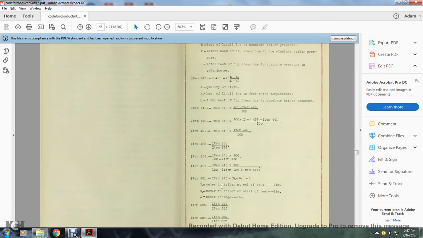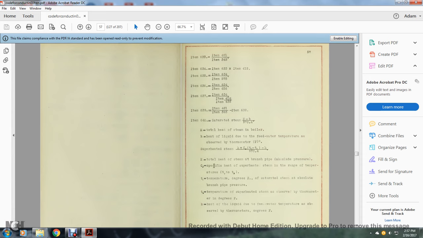W subscript I is the water in the boiler at the start of the test, and L is the water leakage in pounds. H is the total heat of the steam of the boiler. Lowercase h is the heat of the liquid due to the feed water as observed in the thermometer. The Fahrenheit superheated steam is given by a calculation. H is the total heat of the steam of the branch pipe.